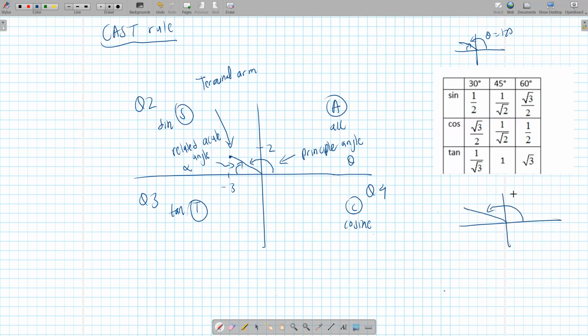Now let's do that problem again. This was 150. Our related acute angle was 30, right? So sine of 150 is equals to sine of 30. Is sine positive in quadrant 2? Yes, it is, right? So sine 30 is 1 over 2. So therefore sine 150 is 1 over 2. But now check this out. Cosine of 150. We know that's going to be cosine of 30. Is cosine positive in quadrant 2?